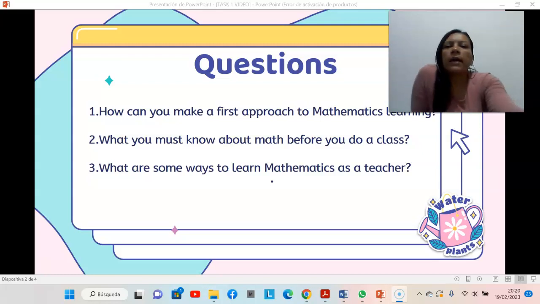3. What are some ways to learn mathematics as a teacher? Through the inverted classroom strategy, collaborative work, games, the use of technological tools, traditional classes. It is considered that how we teach is what motivates the child to learn, without ignoring that there are many external factors that sometimes do not favor such learning.